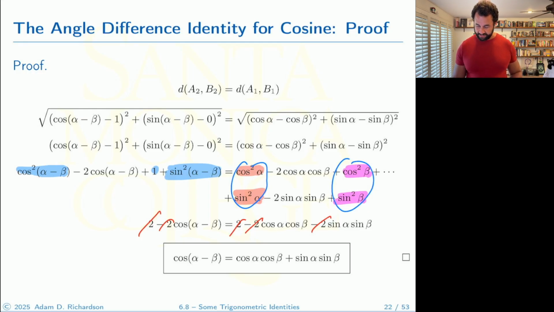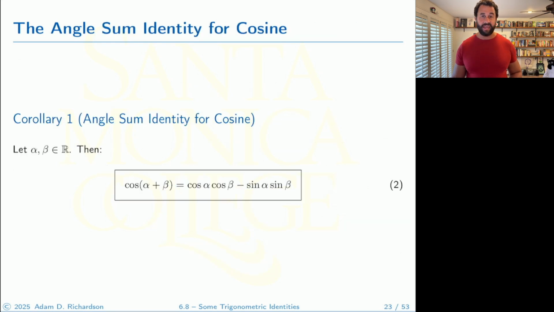Okay, now here's the fun thing. There's also an angle sum identity for cosine, and it's this. Let alpha and beta be real numbers, any real numbers. Cosine of alpha plus beta is cosine alpha times cosine beta minus sine of alpha times sine of beta. All right, let's prove it.